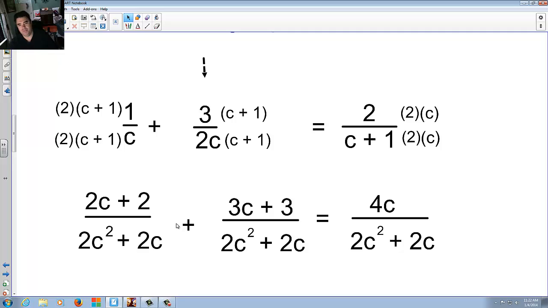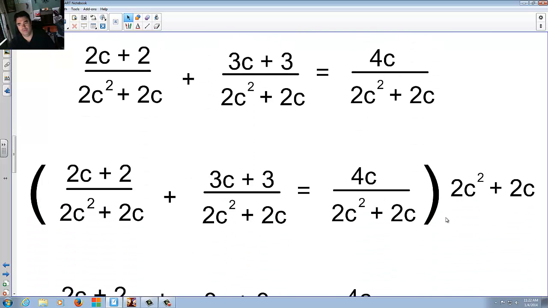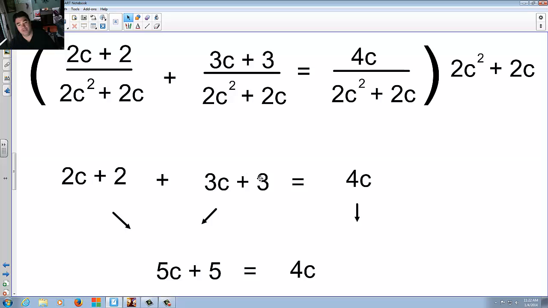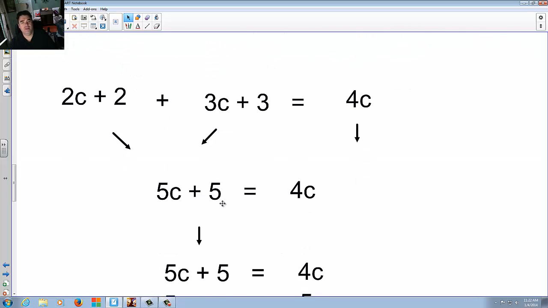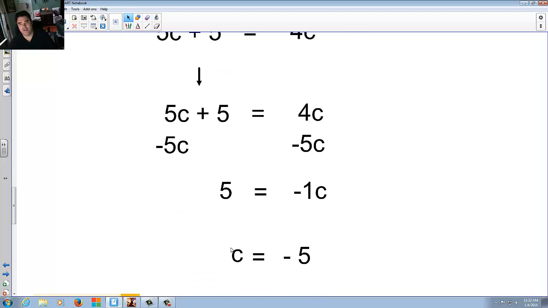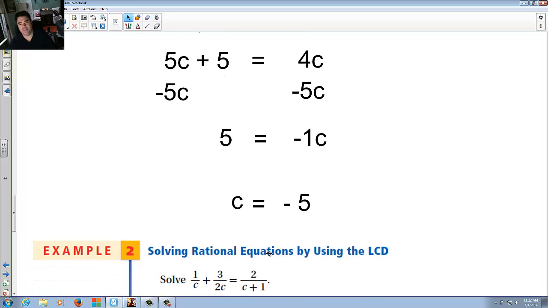And so I have 2c plus 2 plus 3c plus 3 equals 4c, and they're all being divided by 2c squared plus 2c, so we can actually get rid of this for now. We're just going to times everything by 2c squared plus 2c, which gets rid of the bottoms. Now you have what's left. Combine 5c plus 5 equals 4c. You can minus 5c to both sides. You get negative 1c equals 5. Switch signs. c equals negative 5.